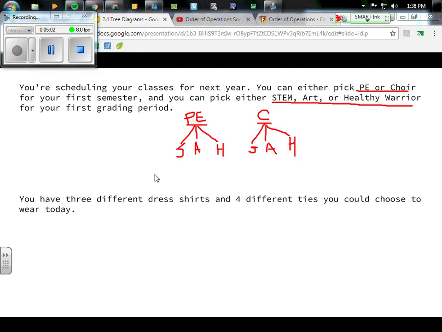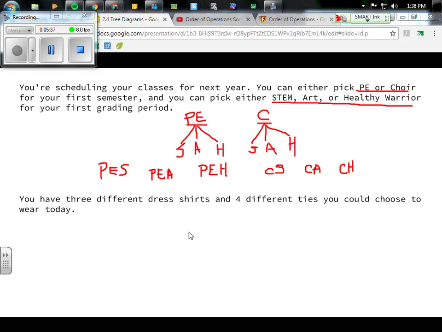So all the possible outcomes here are PE stem, PE art, PE health, or choir stem, choir art, or choir health, healthy warrior. So I've got 6 possible outcomes here for this situation.